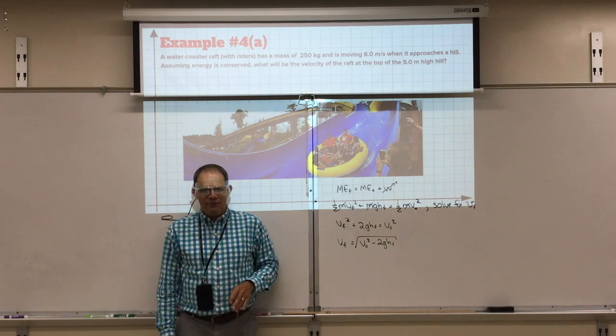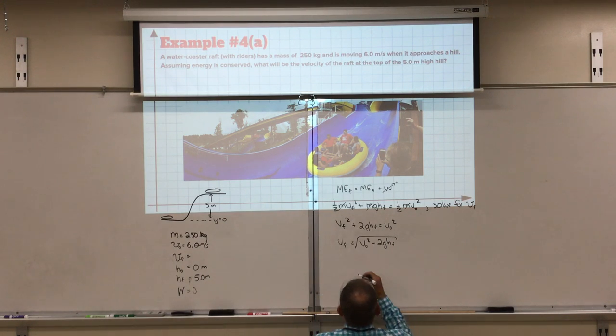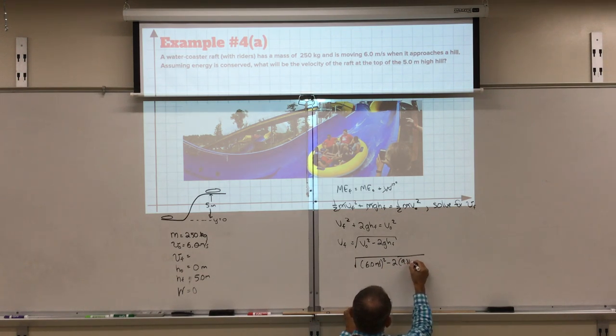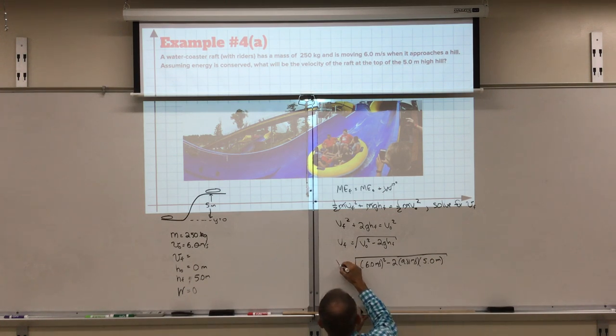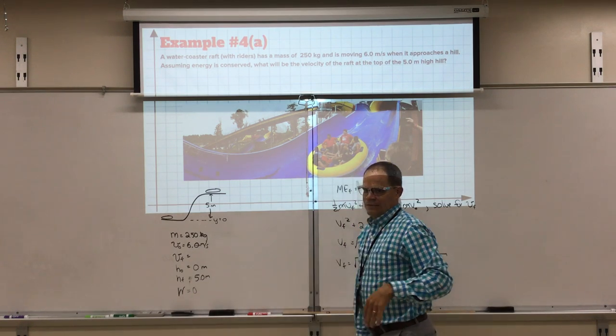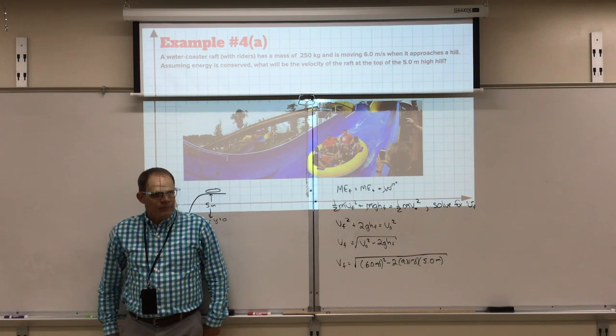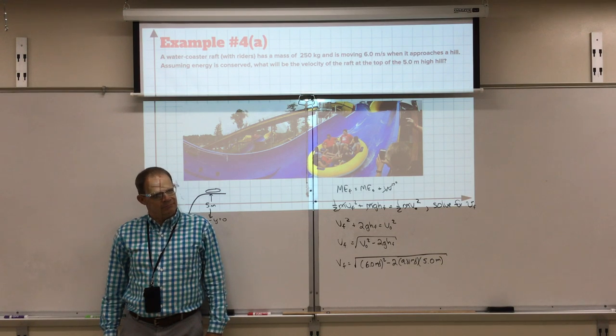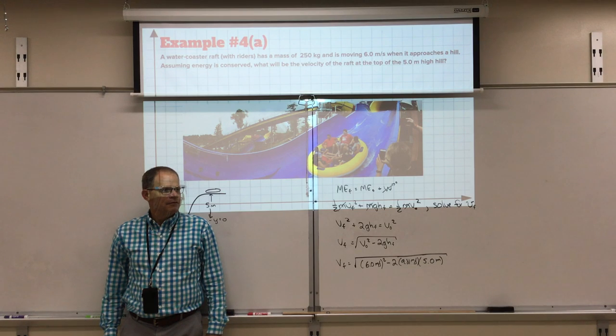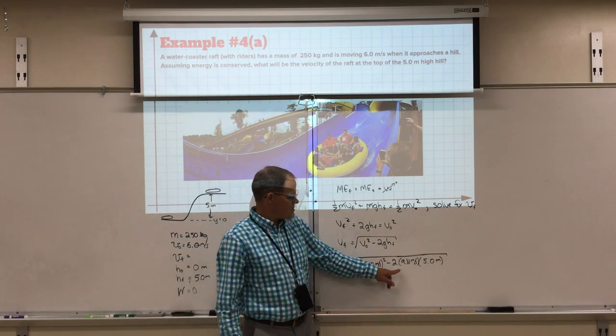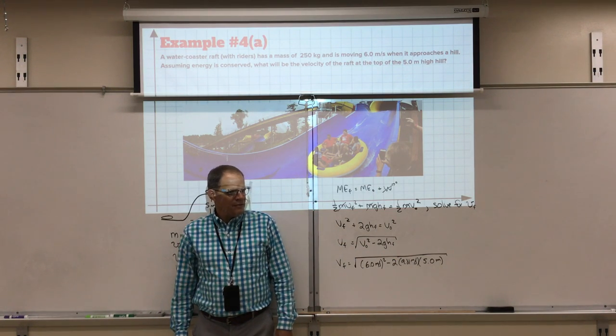Grab your calculators and see if you can calculate the final velocity now. So take the square root of 6.0 meters per second squared minus 2 times 9.81 times 5 meters, and that will be your final velocity. Try it on your calculator there. Got it, Lindsay? Good? Got it, Austin? No? Just put this in your calculator: 6 squared minus 2 times 9.81 times 5, all inside of a square root.